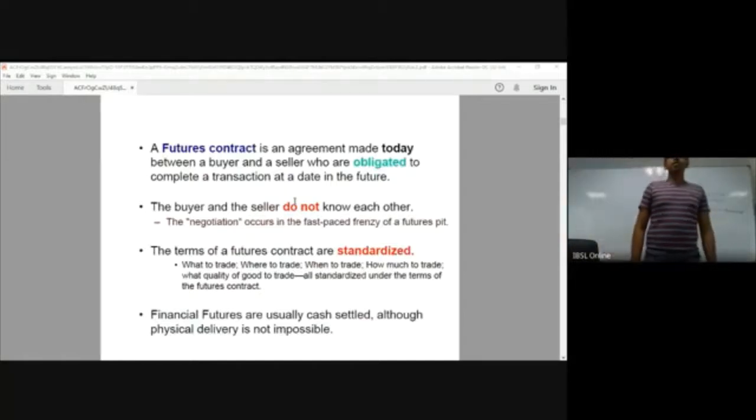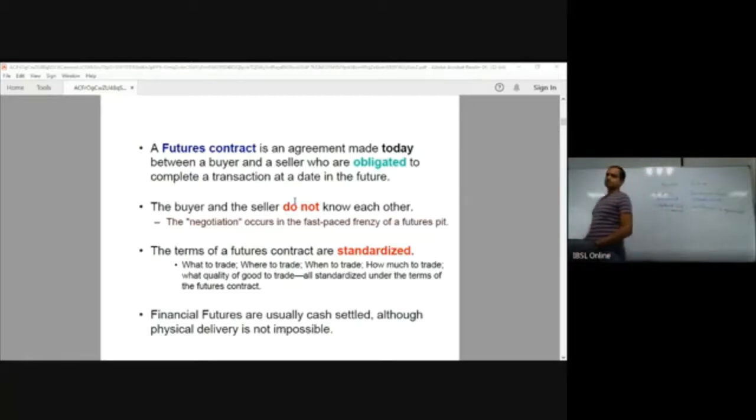A futures contract is an agreement made today between a buyer and a seller who are obligated to complete a transaction at a future date. Very similar in that sense, right? Because there are obligations on both sides. Unlike an option, the difference is the buyer of an option has a right without an obligation, whereas the seller has an obligation. Right. So coming back to futures, the buyer and the seller do not know each other. Right? It's like trading on a stock exchange. You don't know who is selling.